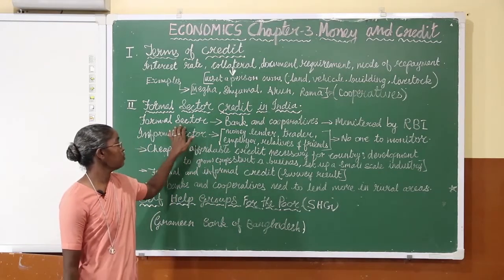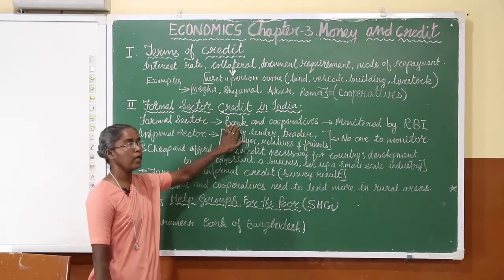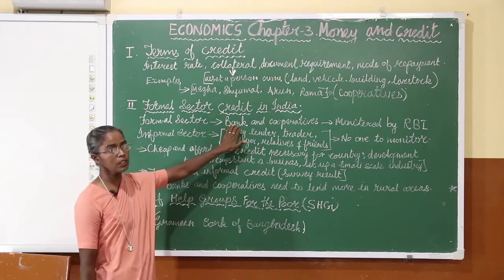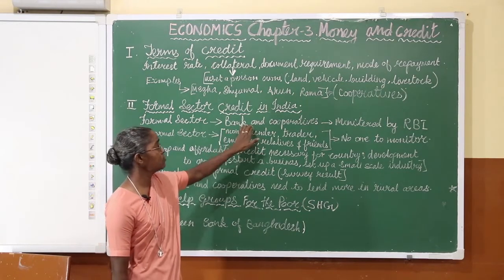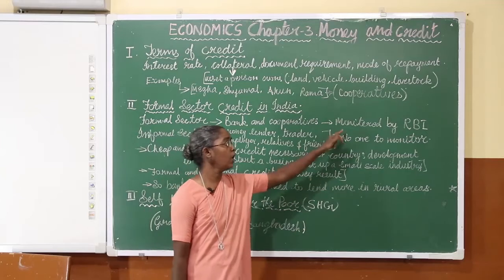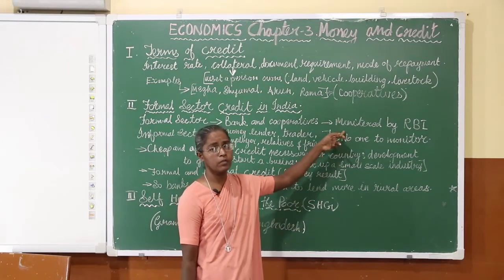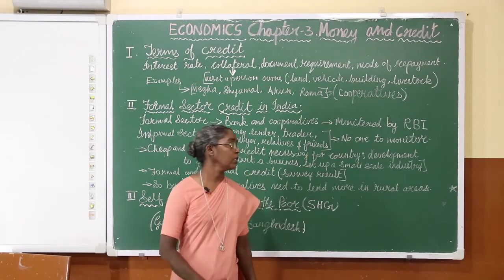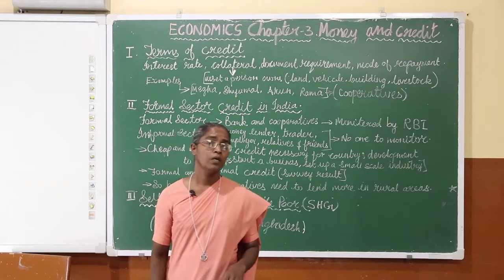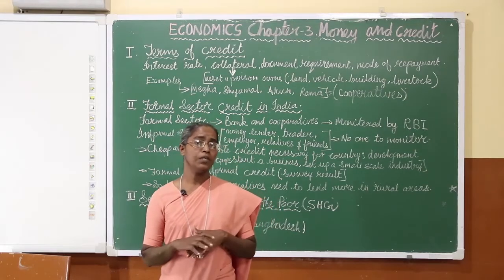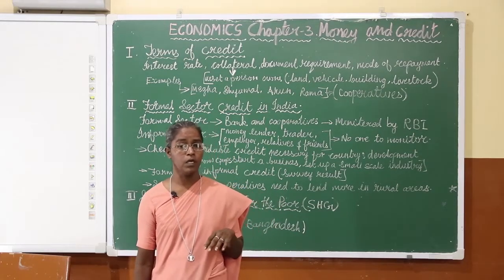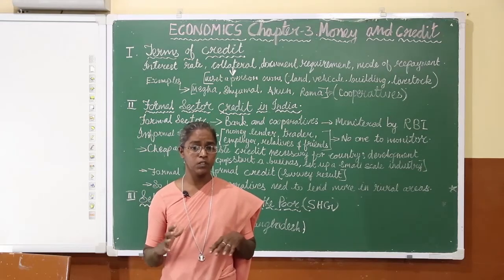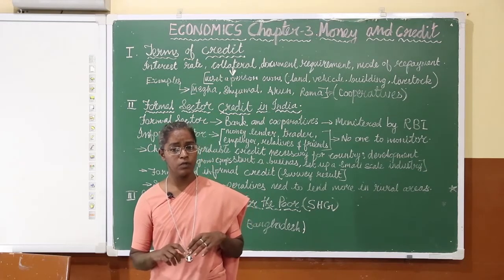So when we speak about the formal sector, that is banks and cooperatives. Now these are the formal sector credit. These formal sector creditors, banks, are monitored by the RBI, that is the Reserve Bank of India. All the banks in India are monitored by the Reserve Bank of India. Now what is the monitoring that is done by the Reserve Bank of India?